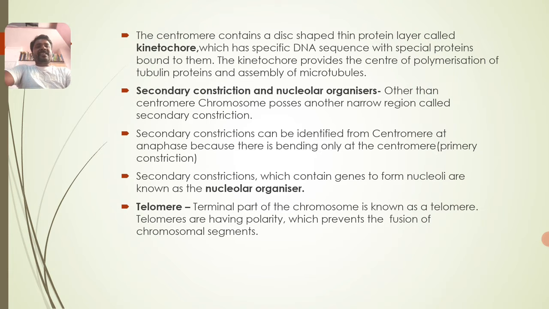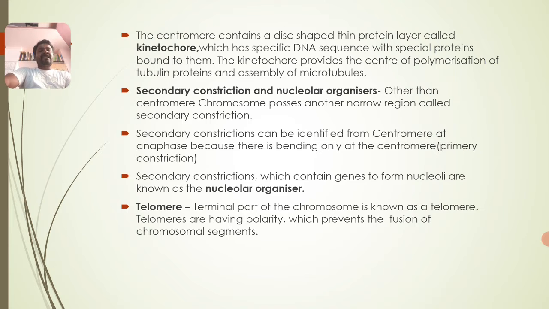The secondary constriction can be distinguished from the centromere at anaphase, because there is a bending only at the centromere. Because of the bending, there is a groove, or a narrow portion, at the centromere or primary constriction.